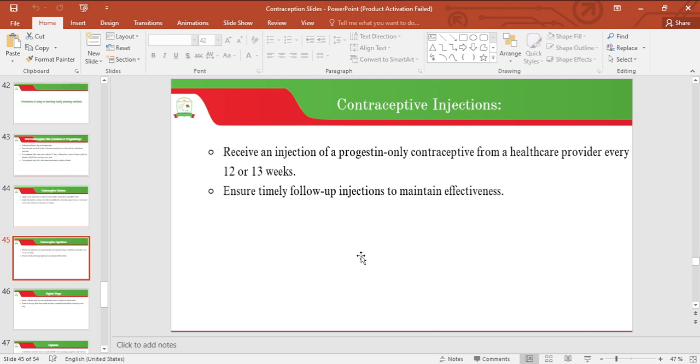Let's look at the contraceptive injections. The client will receive an injection of progestin-only contraceptive from a healthcare provider every 12 or 13 weeks. And the client should ensure timely follow-up of injections to maintain effectiveness. Otherwise, if she doesn't keep the same day and time, then it means that the injections will not be very effective.